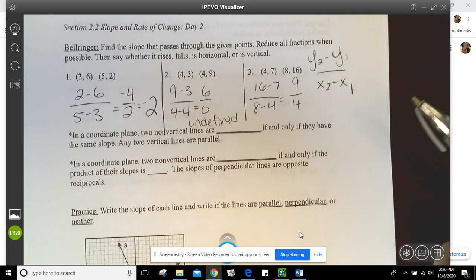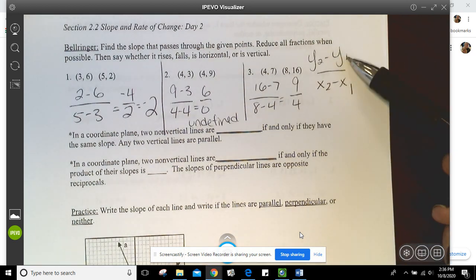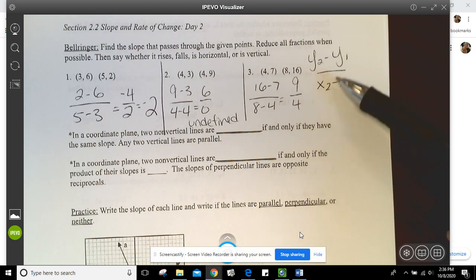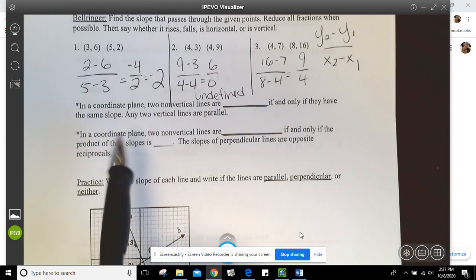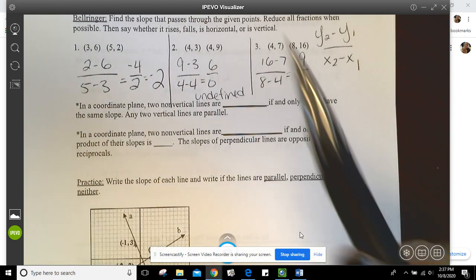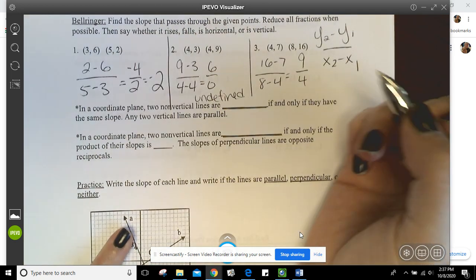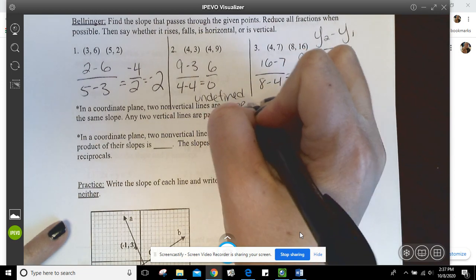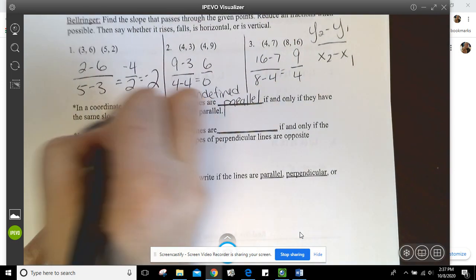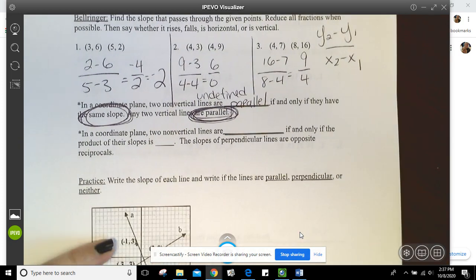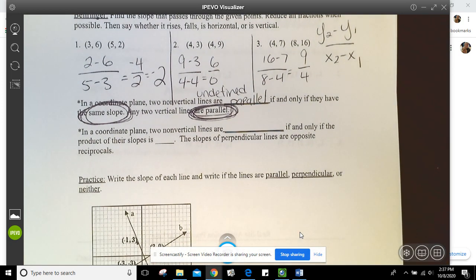So this is what we did before with finding the slope. It's the change in your y's, which is like counting up or down on your graph, and then the change in the x's, which is counting over. So in a plane, 2 lines that have the same slope are parallel. So same slope are parallel. If you want to underline those 2 words, they have to have the same exact slope.